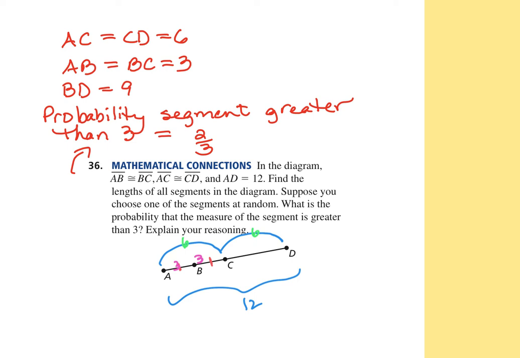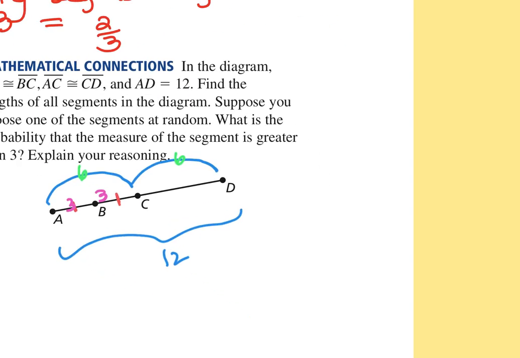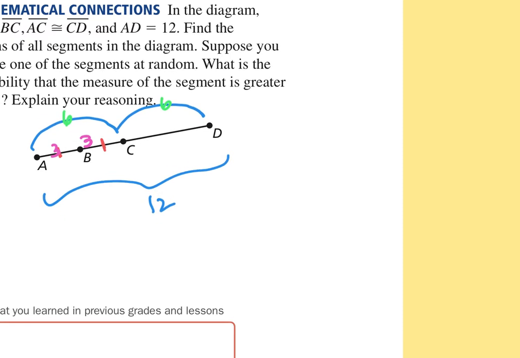Well, 12 is your overall length, not the number of segments. So you're trying to figure out how many of the segments would be greater than 3 out of the total number of segments. So like if you went through here, name all the segments that are possible on this. Give me all of them. A, B, B, C, C, D, A, D, and AC. A, C, B, D.